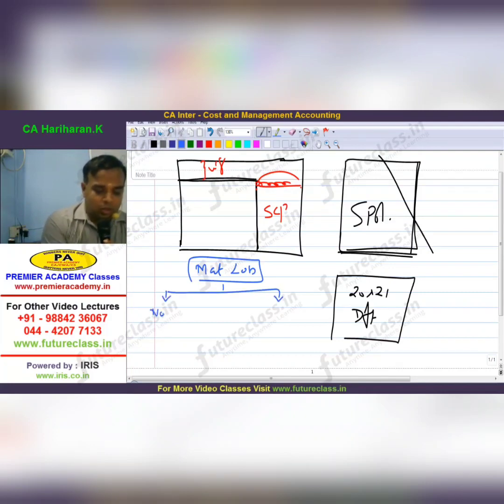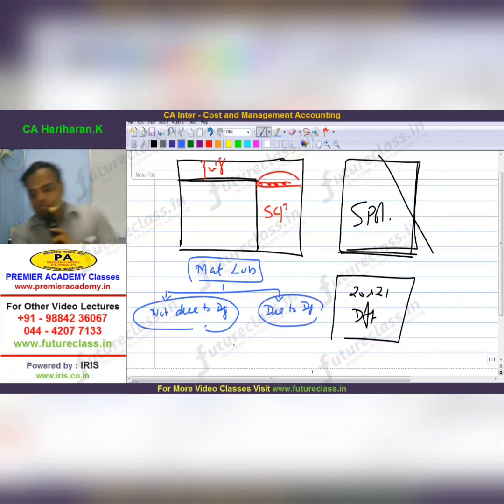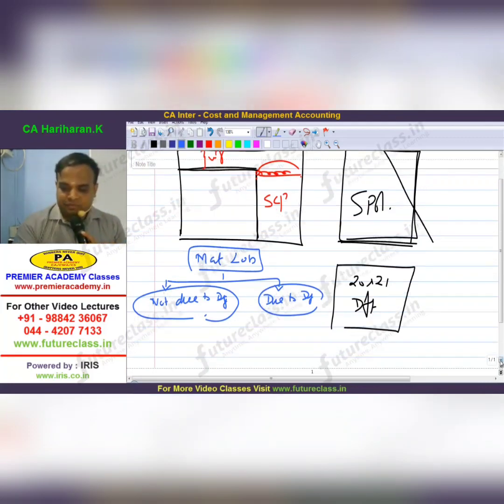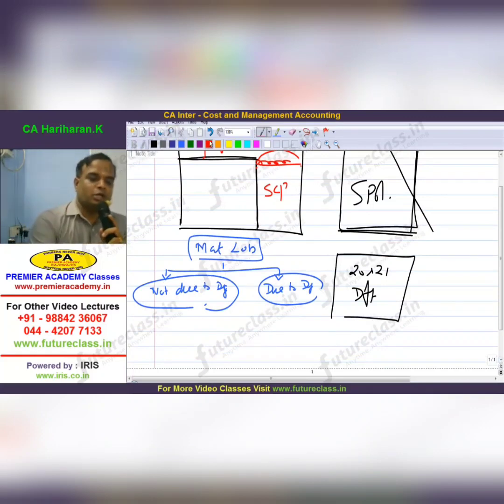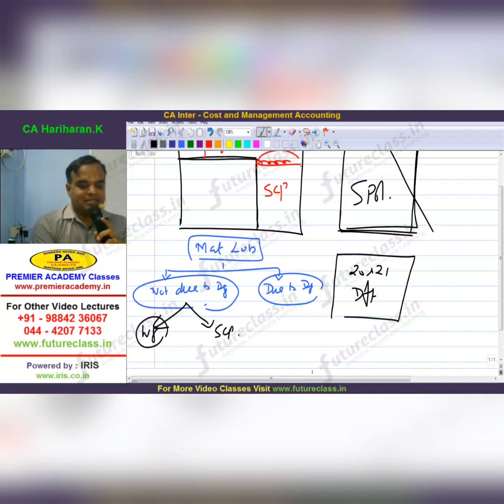One is not due to damage. Another one is due to damage. Not due to damage and due to damage. Can you please tell me, is wastage due to damage or not due to damage? All of you. It forms part of the processing activity. Therefore, wastage comes under not due to damage. Scrap, that also forms part of the activity. Scrap also is not because of damage.